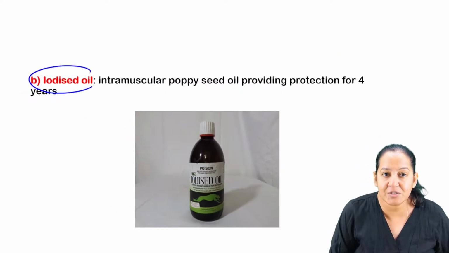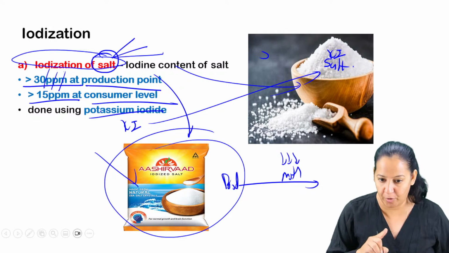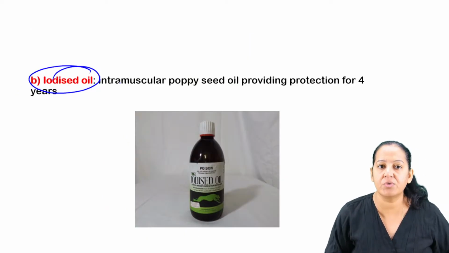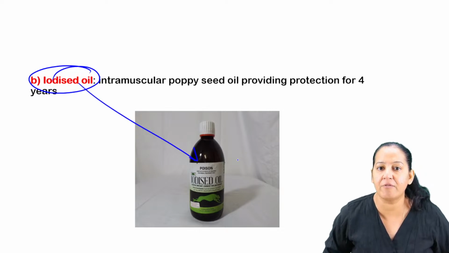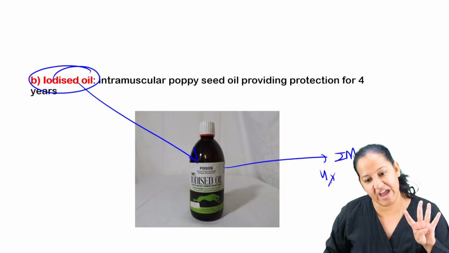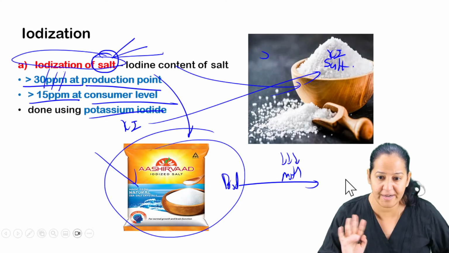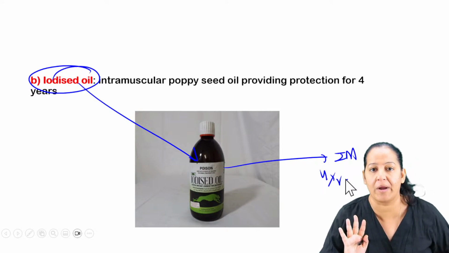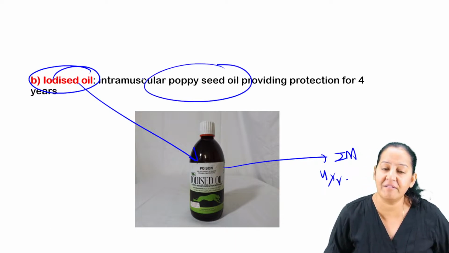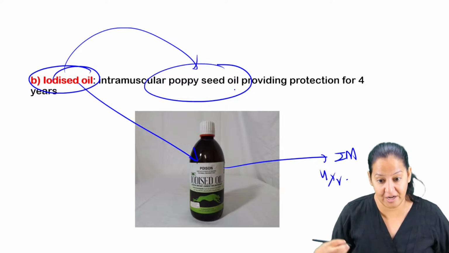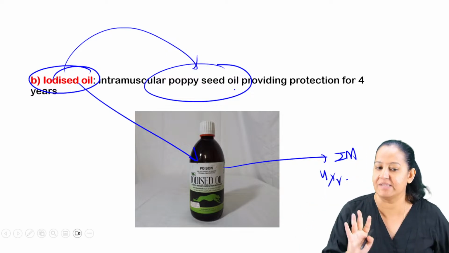Okay. Iodized oil, the second option. The first option is salt. Eat salt which is iodized daily, or you can use iodized oil. You have to take an intramuscular injection once every 4 years. Every 4 years only once. If you don't want to eat iodized salt, it's okay. You can take one injection every 4 years. That is of iodized oil. Poppy seed oil is available that is fortified with iodine. So an intramuscular injection has to be taken every 4 years, one injection.